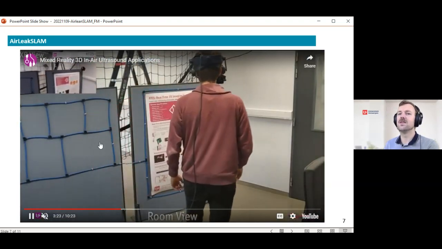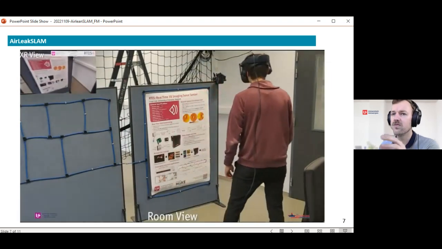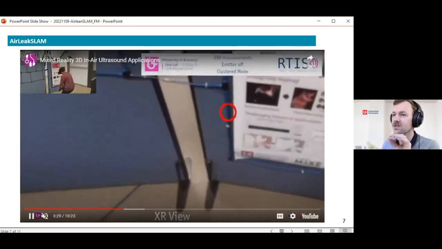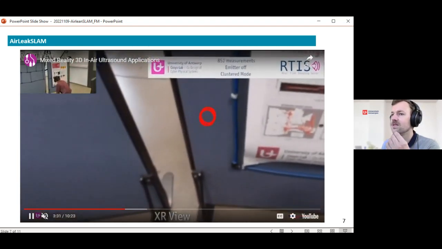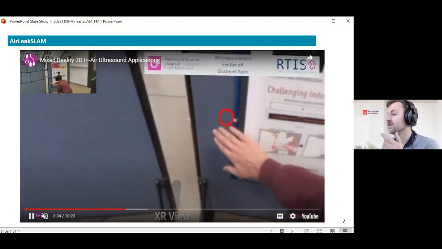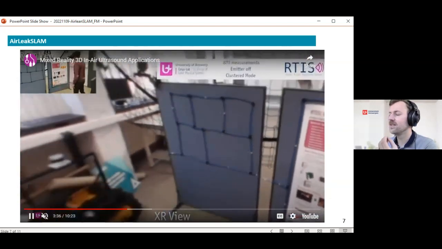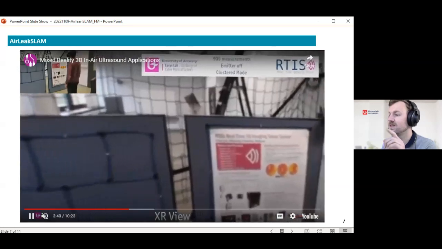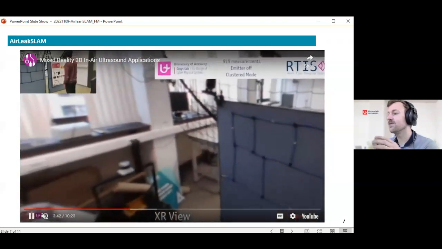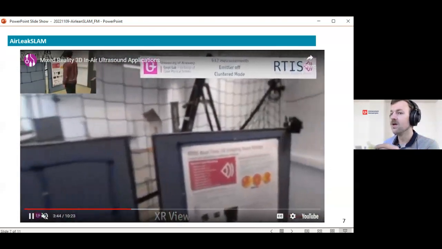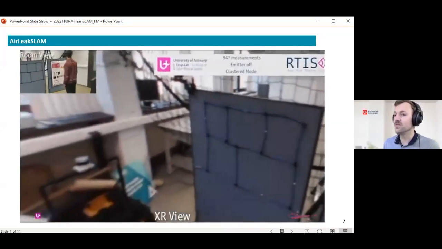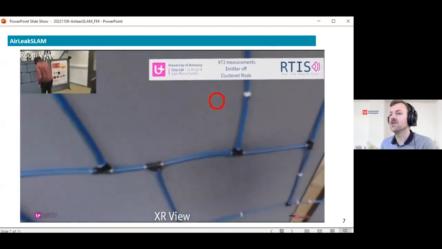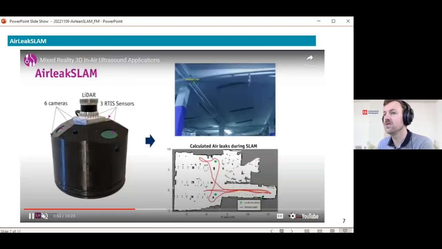Now you might have noticed that the red circle is not perfectly on the location of the leak. That's because the turbulence that's actually creating the whistling sound is not at the location of the leak. The air is spewing out of the leak and creating turbulence, and the sound is coming from the location of the turbulence. But using different measurements, we can then pinpoint the most likely location of these leaks, and that's already very helpful.